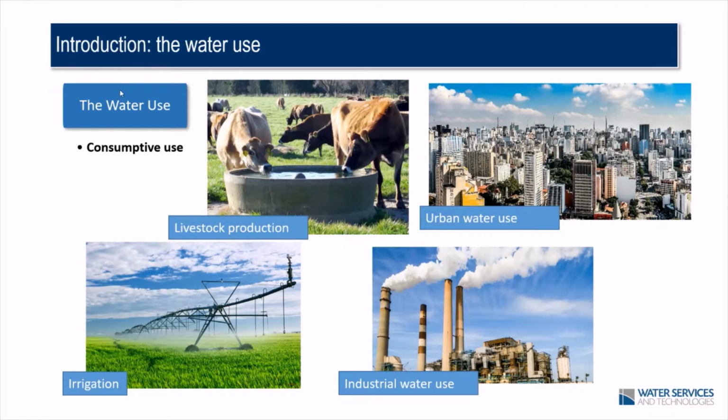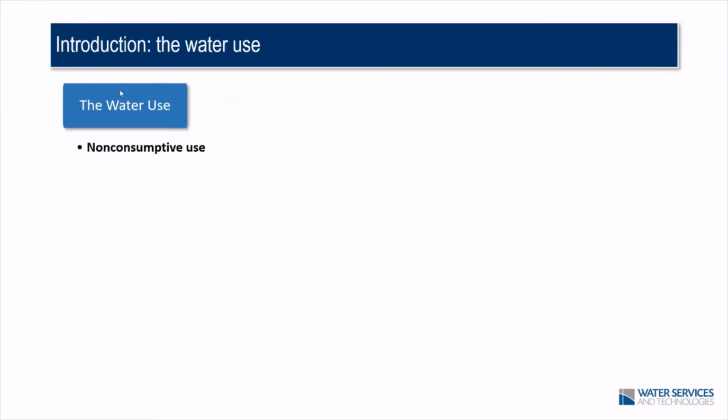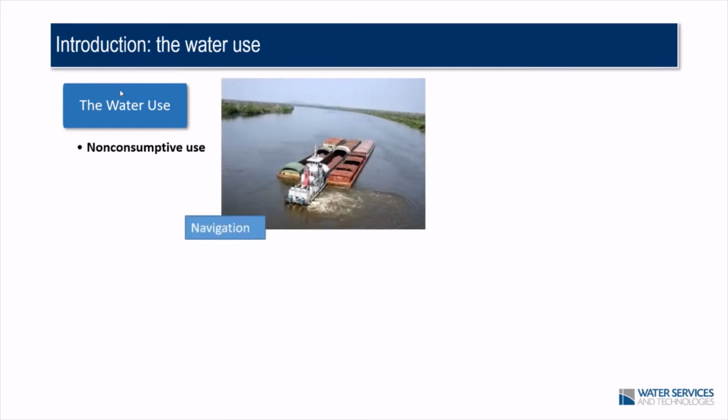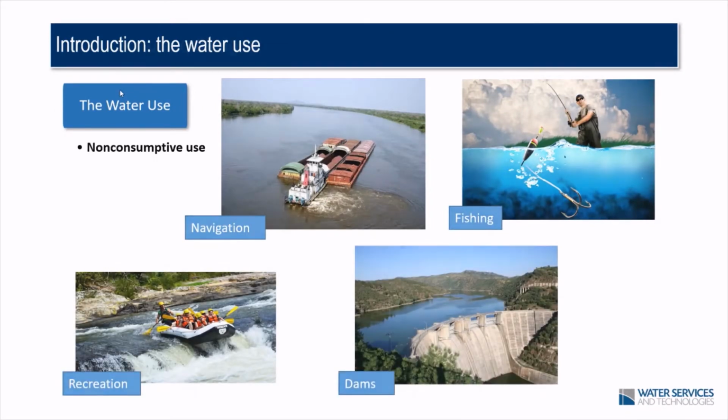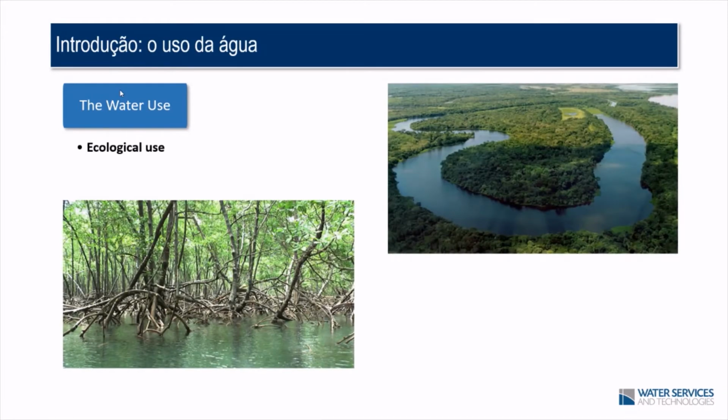And we also have the non-consumptive use, which represents the water that we do not take out of the resource system, of the ecosystem. For example, navigation, fishing, recreation, and dams. And in all these uses, our aim is always to look for the ecological use, to preserve the ecosystems, the rivers, the mangroves, to maintain the ecosystem working without giving any environmental impact on the fauna and flora.